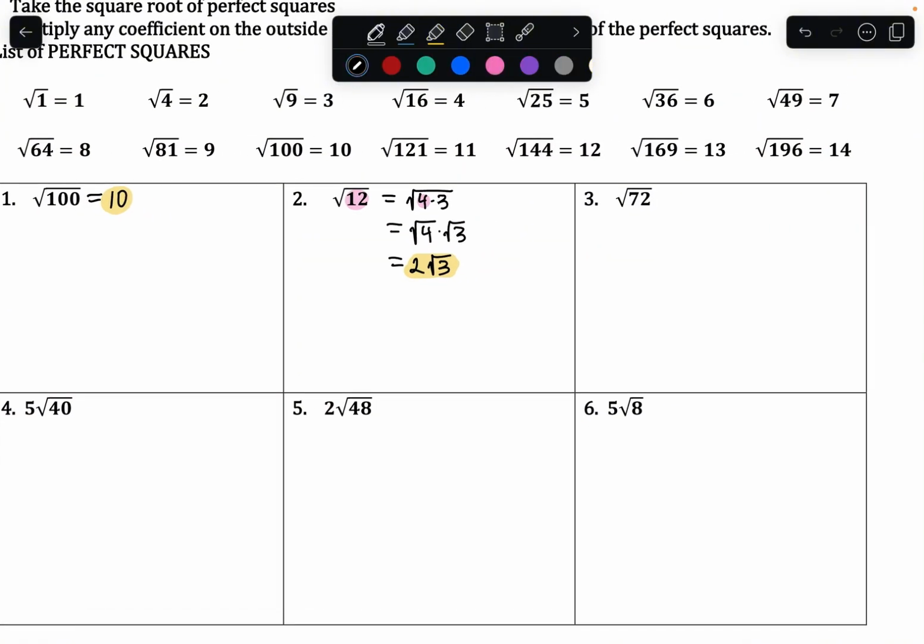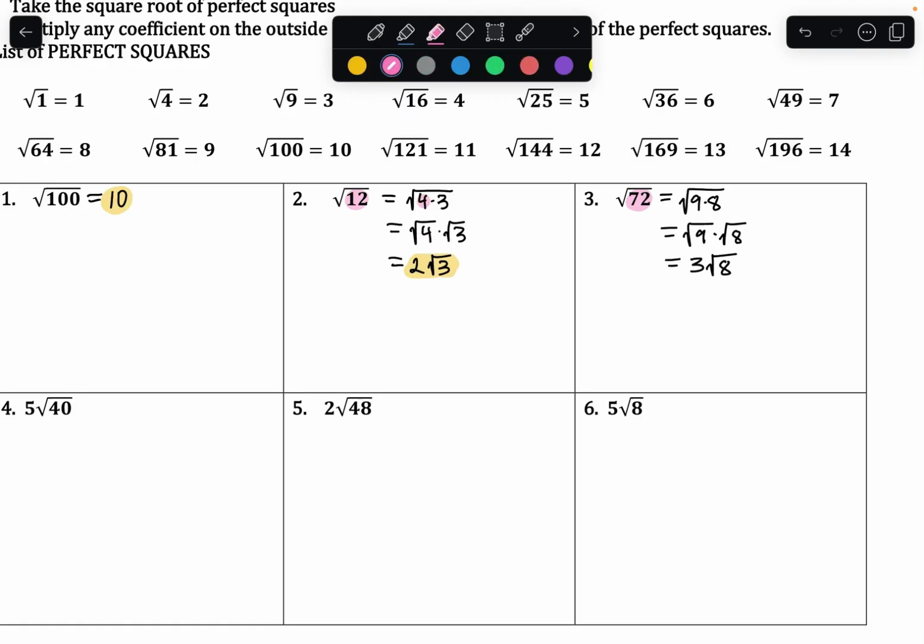Okay, looking at 72, an immediate perfect square factor that comes to mind for 72 is 9, because 9 times 8 is 72. And so I can break that up into square root of 9 times square root of 8, and square root of 9 is just 3.